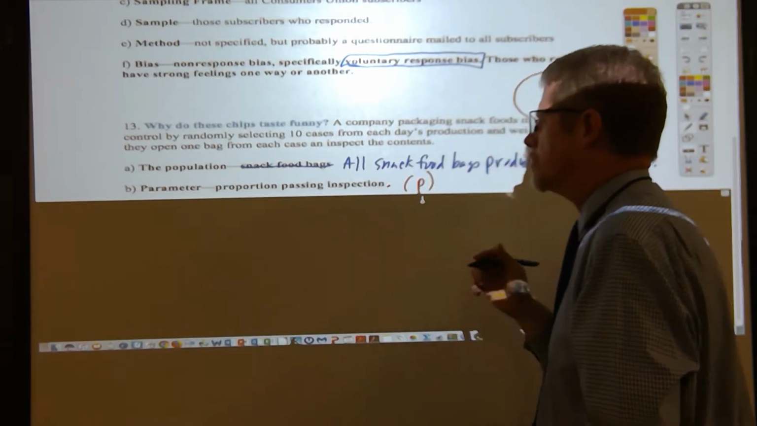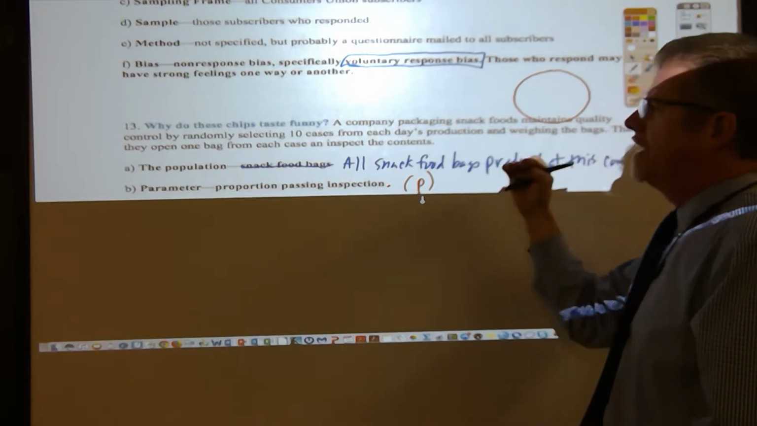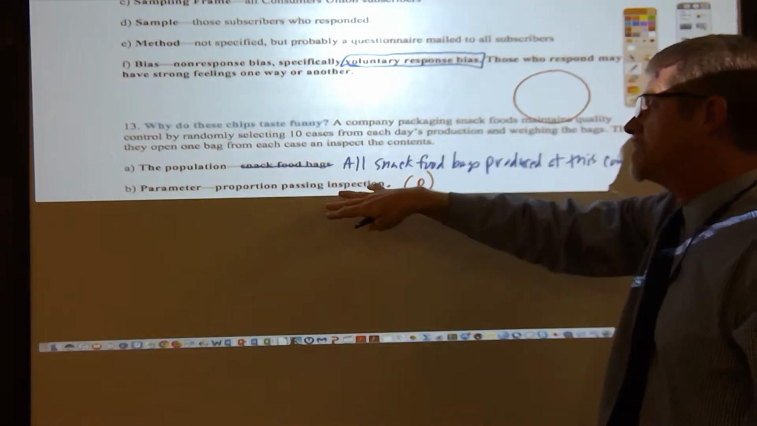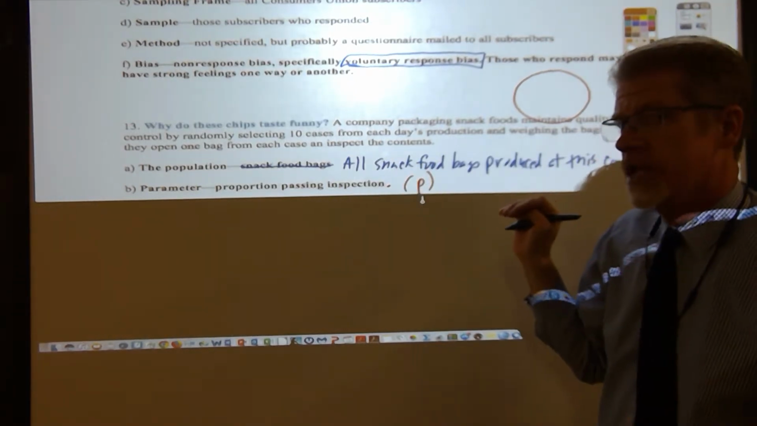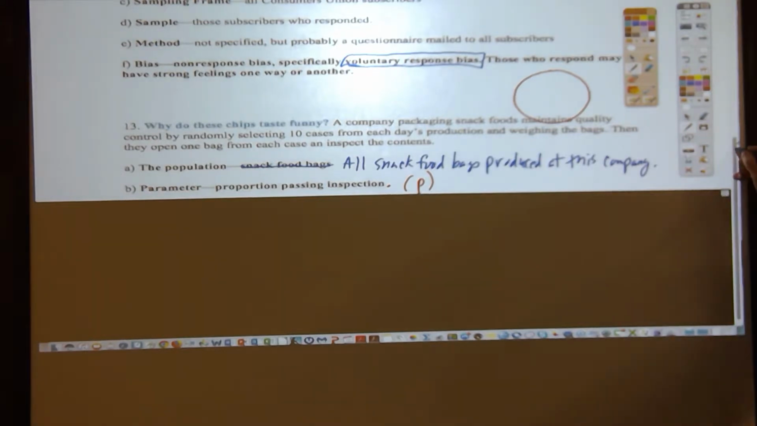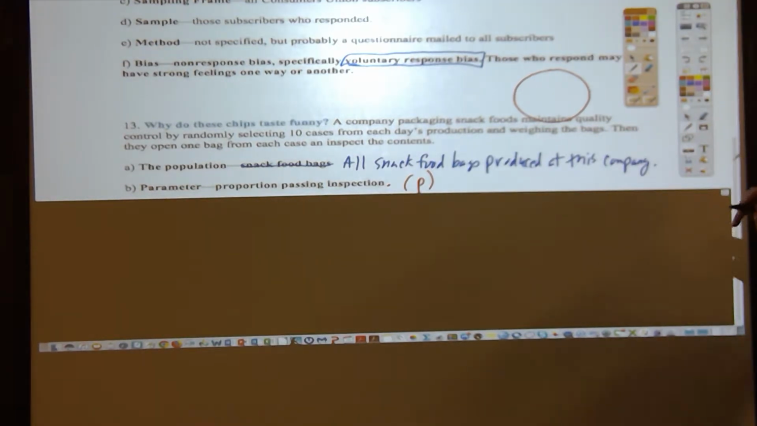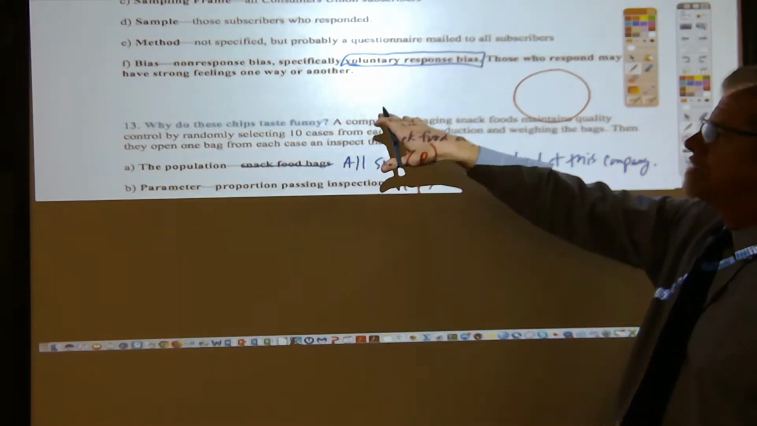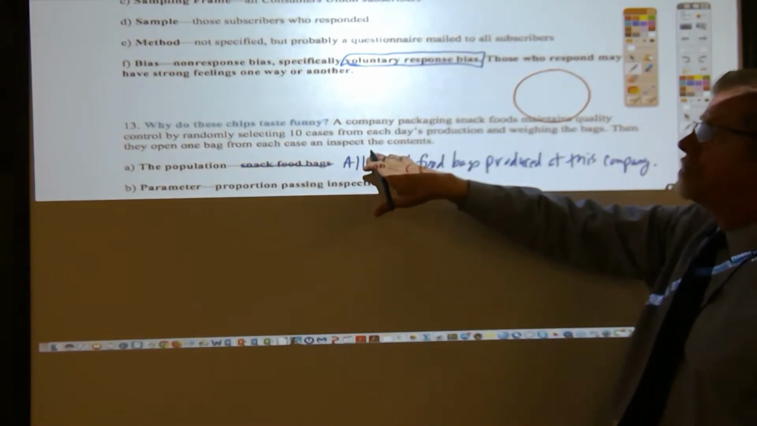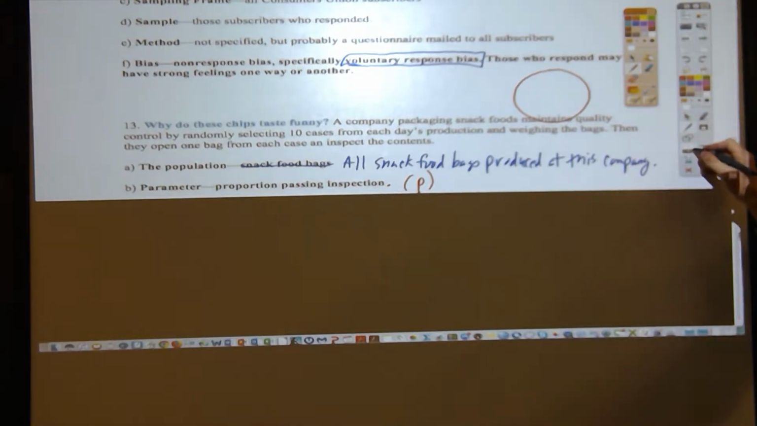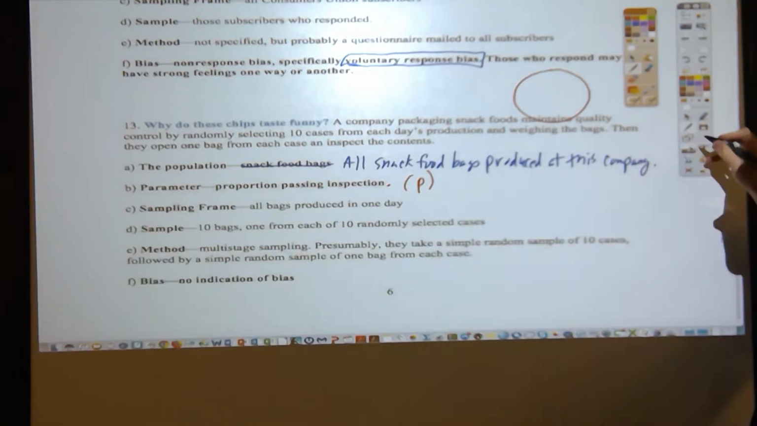What's the true proportion that weigh the advertised weight or higher? Or maybe it could be the proportion that don't pass inspection? But you have to write down something reasonable there. It's a proportion, probably not a mean. They probably don't care about the mean. But in this case, you could make a case that maybe they're weighing them because they want the mean weight. So pick one and give your reason.